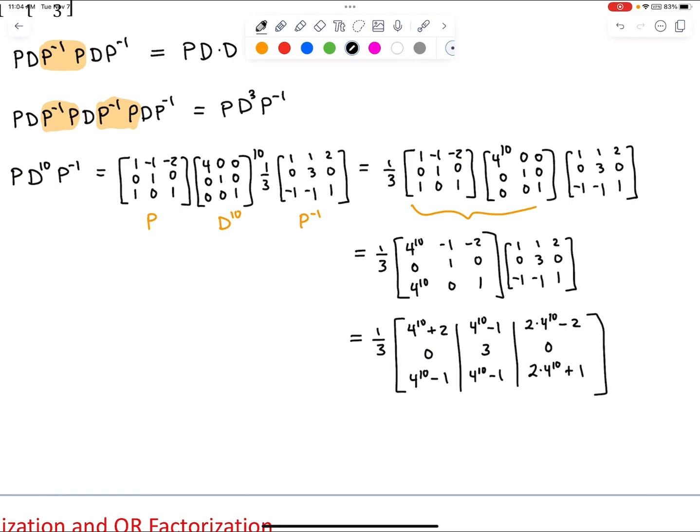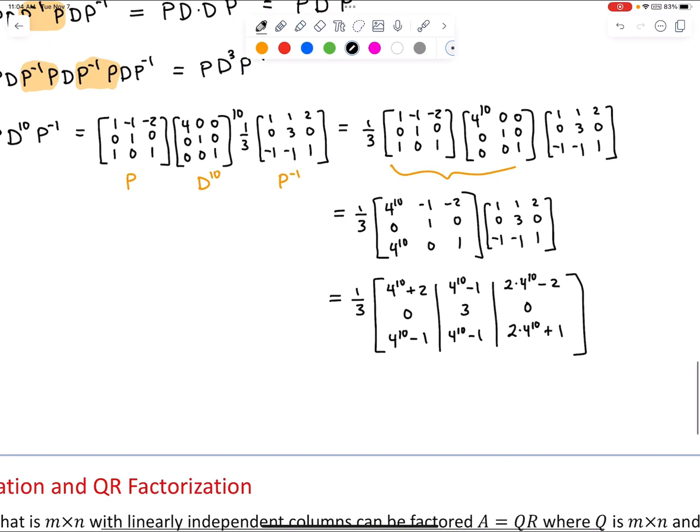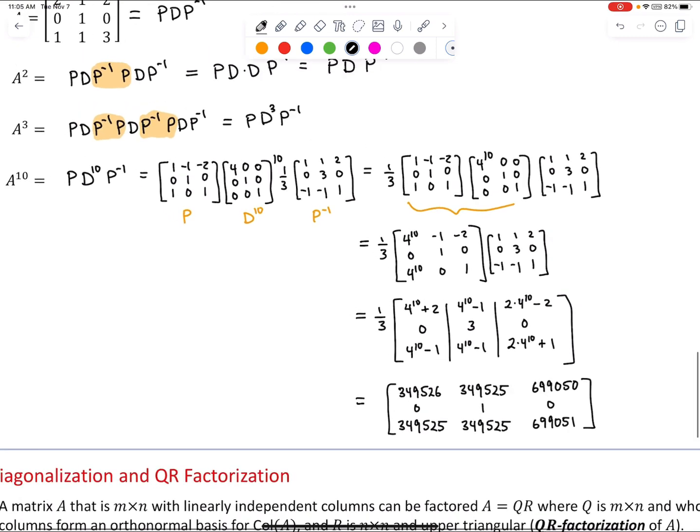And now I'll finally reach for a calculator and calculate all these terms, and then multiply the entire matrix by 1/3 as a final step. And in the end, we get this 3 by 3 matrix. 349,526, 0, 349,525 is the first column. And then the other columns are as follows. And this matrix is the result of raising A to the 10th power.